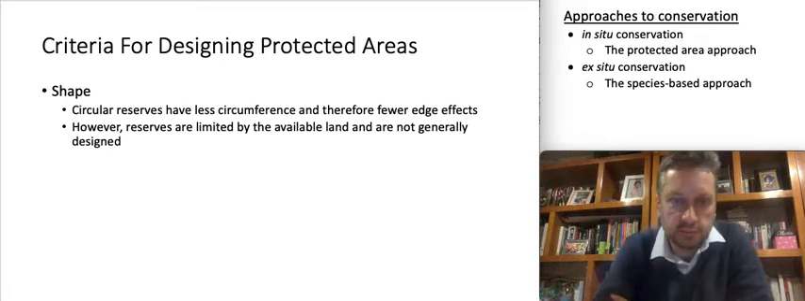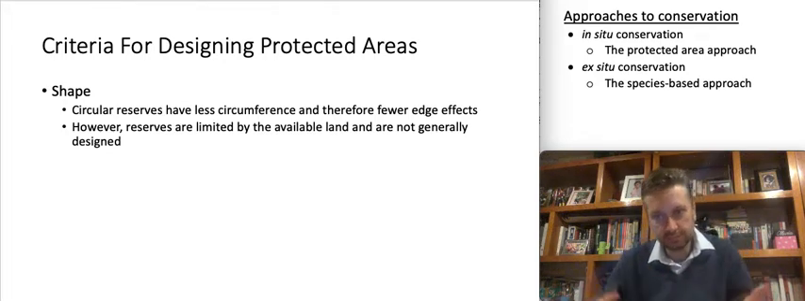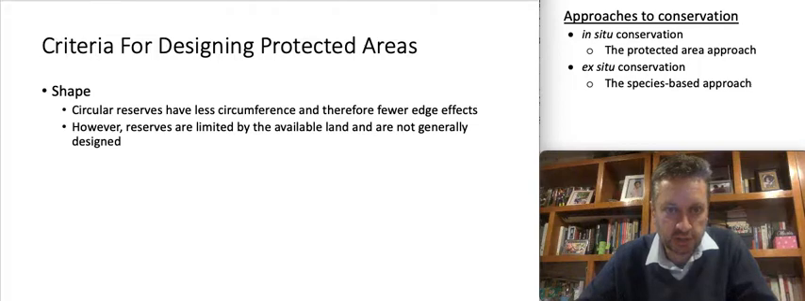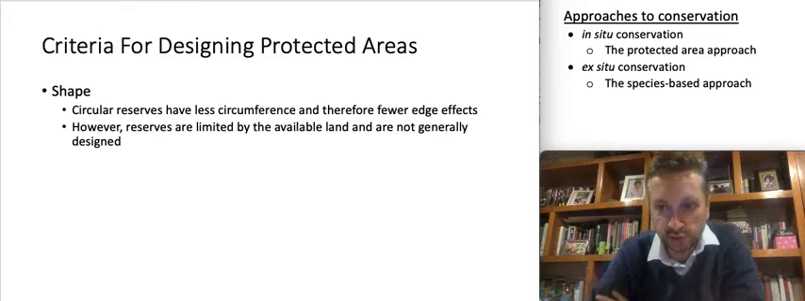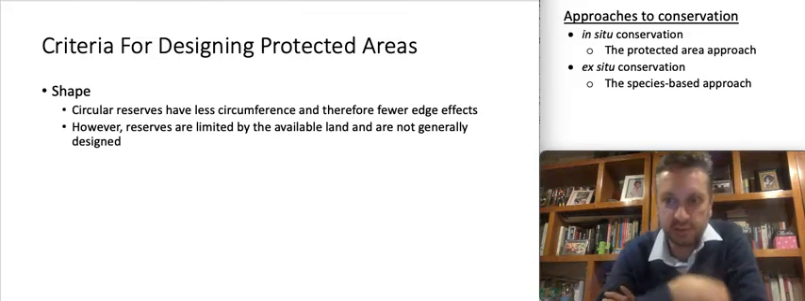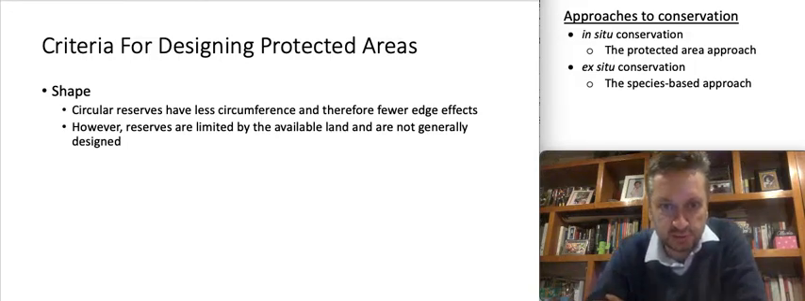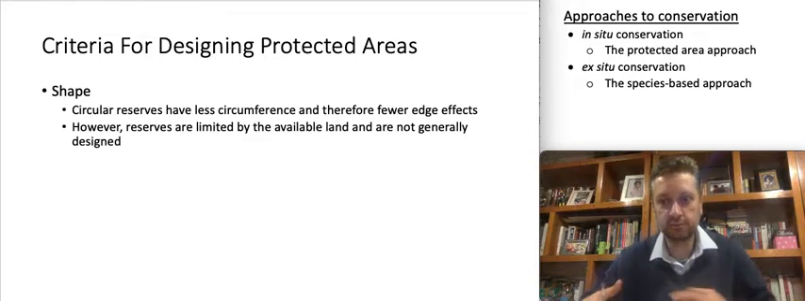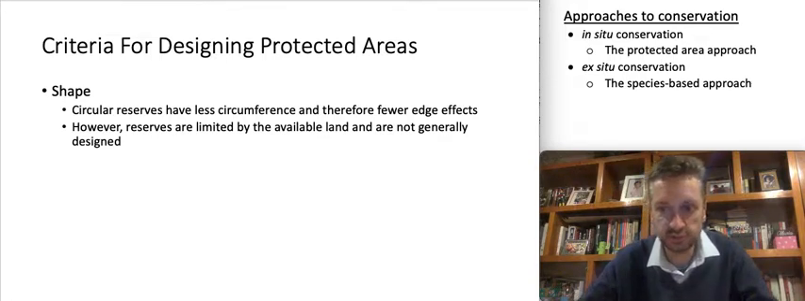Okay, shape. Mathematics tells us that circular reserves have less circumference and therefore you can count on there being less edge effects. Flattened or ovoid reserves would have greater edge effects. And at the risk of repeating myself ad nauseum, very often you can't be very picky about the shape of your reserve or the size of your reserve because of very often national politics or even local politics.